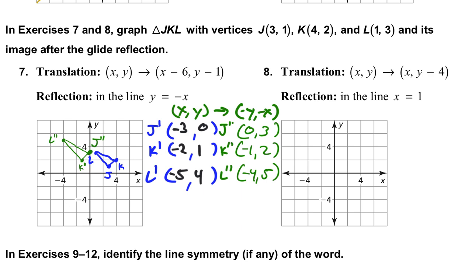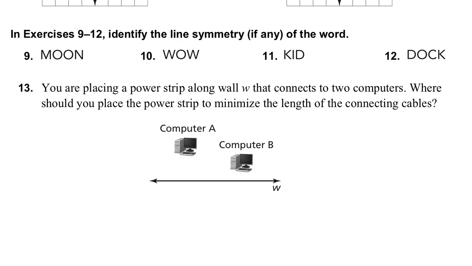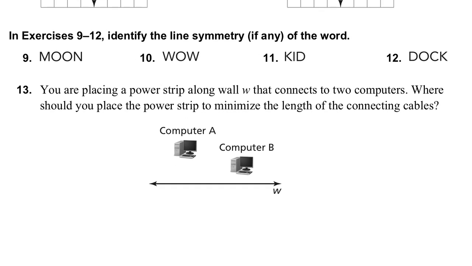Now let's look at this next part. If we look at these words, identify the line of symmetry, if any, of the word. That means can we fold it on itself? Now moon, I can't go down in the middle because M does not map to the N if I flip it. And then if I do it horizontally, the tops of the N's and the tops of the M's don't map. So there's none on number 9.